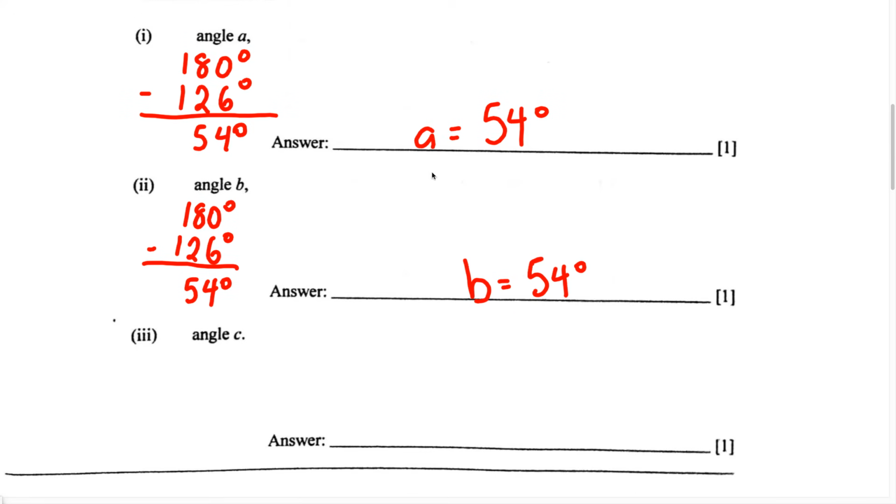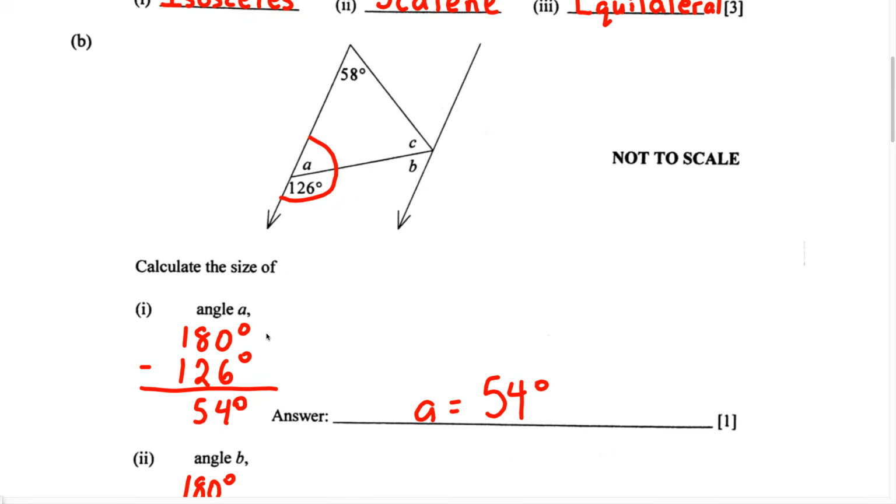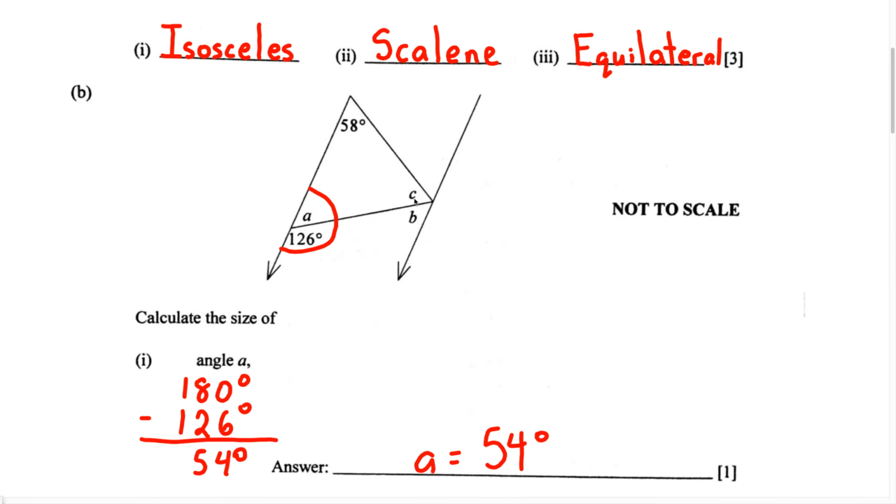Okay, now for our last part, we have angle C. We can see where angle C is, and we know angle C is right here. And if we look at this, they want us to find C. In order to find C, we're just going to add up all the angles in a triangle because we know angle A is going to be 54 degrees. Then we have 58 degrees, and we know angles in a triangle must add up to 180 degrees.